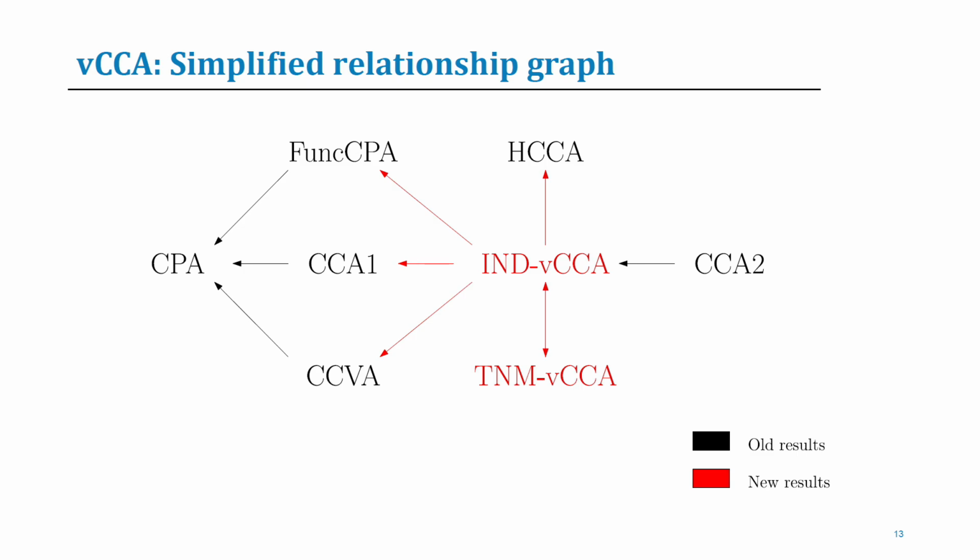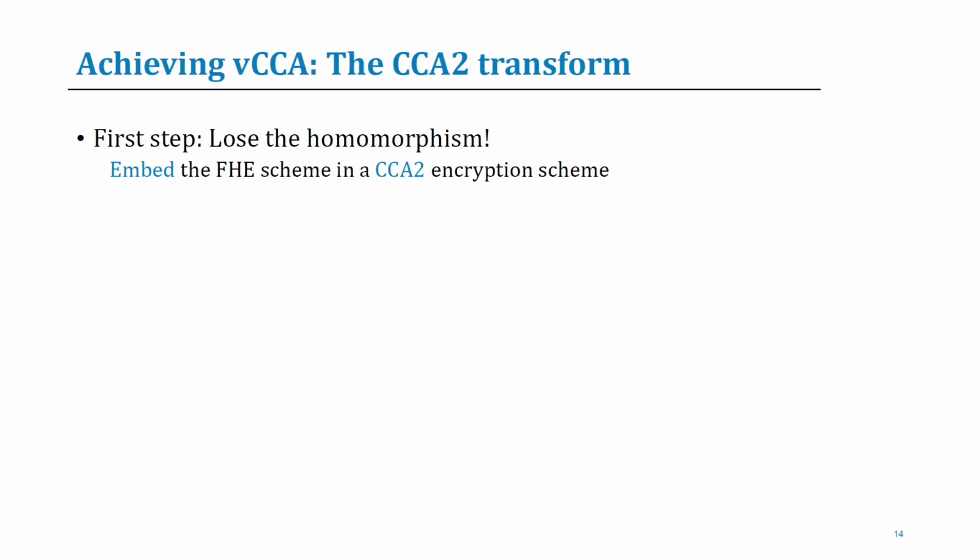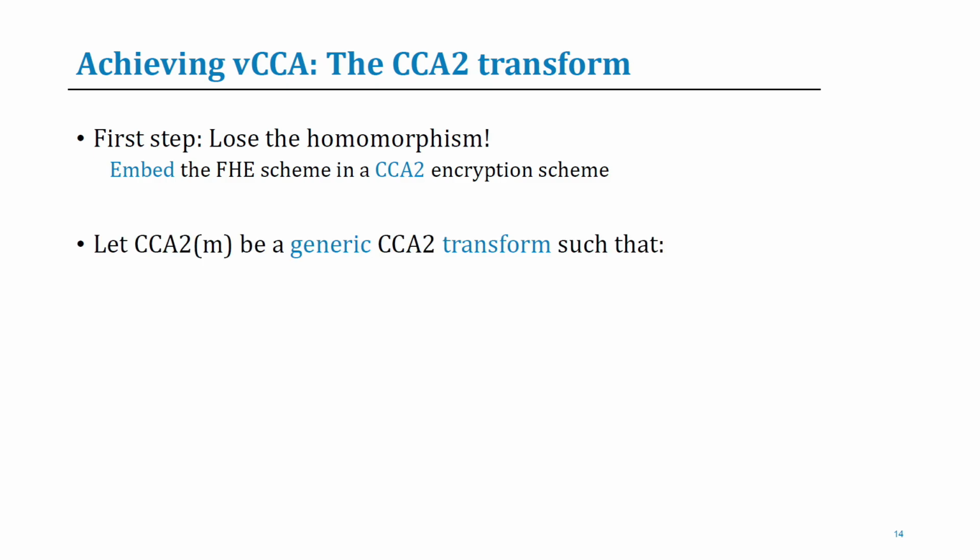Okay, so how do we build this? How do we achieve it? Is it even possible? We do it in two steps. First, we use, as I said, a CCA2 transformation to totally break the homomorphism of our FHE schemes. I'm using this pretty unclean notation to signify that CCA2 of M is some kind of CCA2 ciphertext encrypting M.